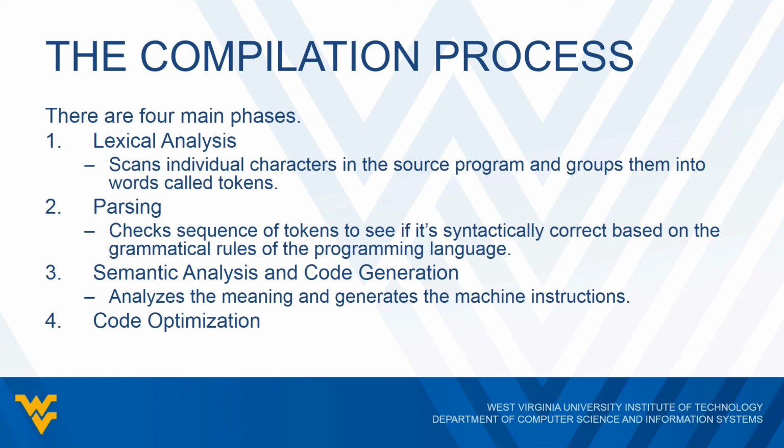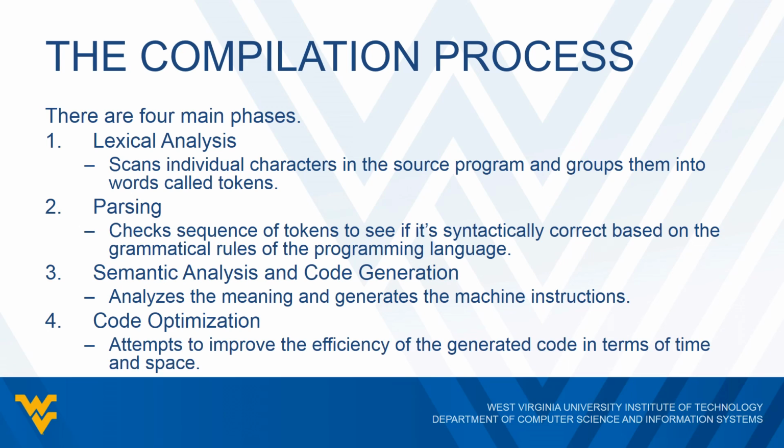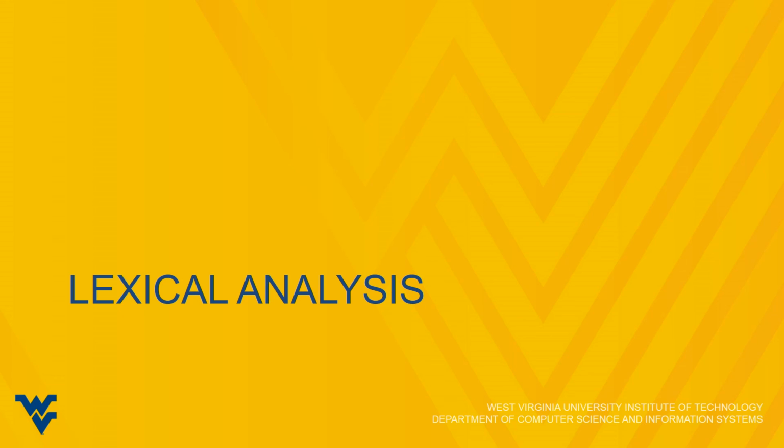And then the last phase is code optimization. So the compiler is going to take the generated code and see whether it can be made more efficient. So this may involve making it run faster or maybe have it occupy less space. Let's start by discussing the lexical analysis phase in more detail.